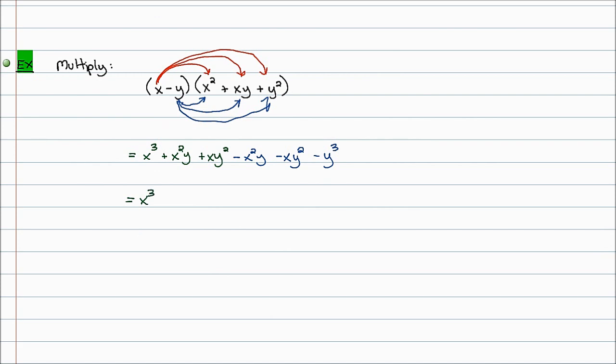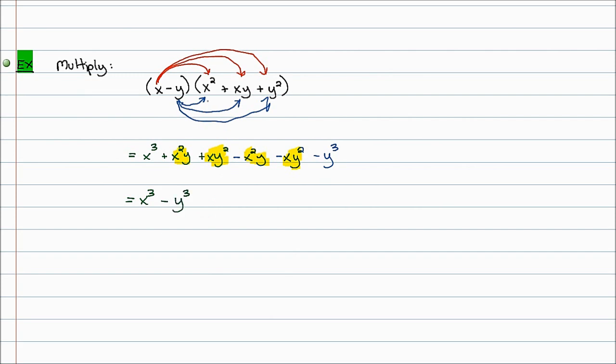The second term is an x squared y. Let's see if I have any other x squared y's. I do. One right there. So I have a positive one of them, and I'm losing one of them. So they cancel out. So I don't have to worry about those. And then the xy squareds, well, let's see, I have a positive one of them there, but I am losing one of them here. So again, those two cancel out. The only other thing I have left really is a negative y cubed.